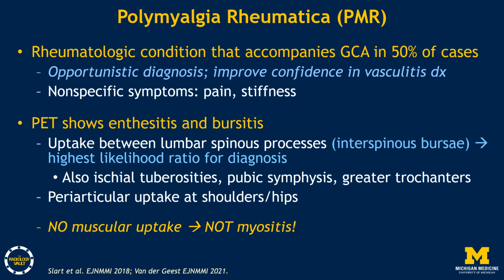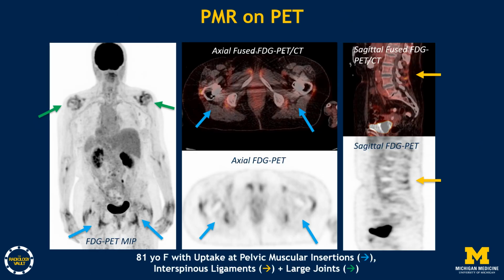Even though it's called polymyalgia rheumatica, there is no muscular uptake because it's not a myositis. So just note that, even though the name is a little confusing. So this is an example of polymyalgia rheumatica on PET in a patient that did not have a concurrent vasculitis. You see there's periarticular increased uptake in the shoulders, and then increased uptake here at the tendinous insertions of numerous pelvic muscles, and then uptake in the interspinous ligaments. So very classic distribution.